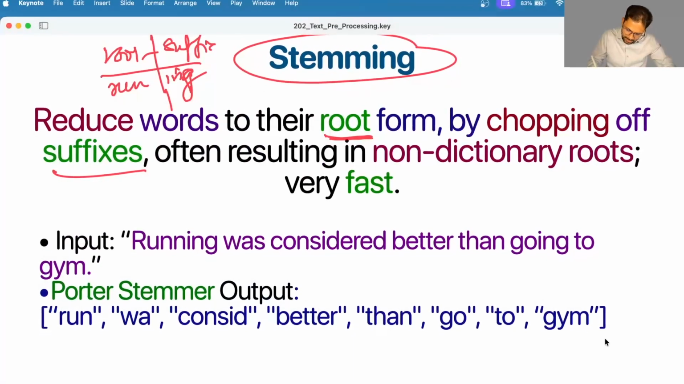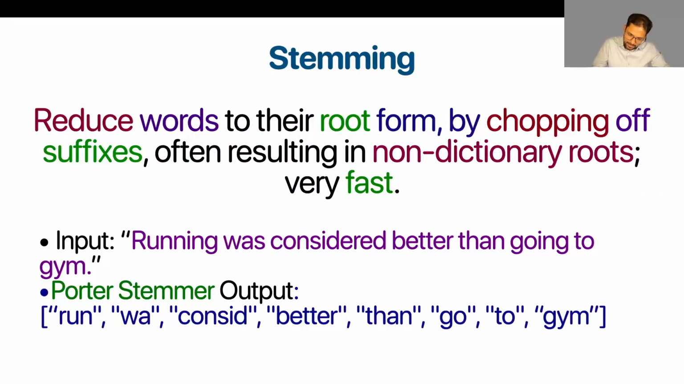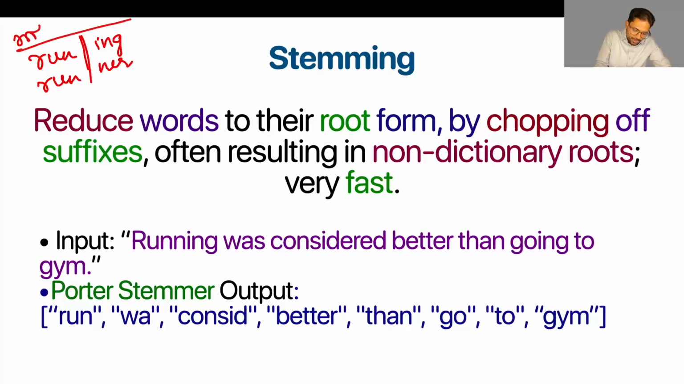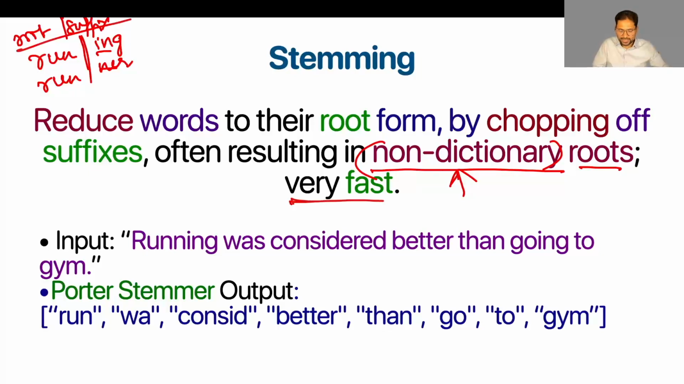Let me do that once more. Running, runner, like that. This is your root, and this is your suffix. So we just keep the root. Sometimes the root may not be meaningful, often resulting in a non-dictionary root. We just chop off the word at the end. Whatever is common, we keep, and we chop off the rest. It may be a non-dictionary word as the root, but this is very fast. We just chop off the suffix.